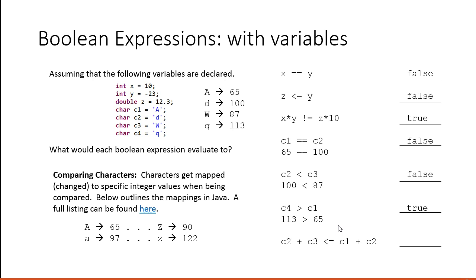And we can add characters together as follows. So if we say C2 plus C3 is less than or equal to C1 plus C2, it's going to map all of those characters to their integer values, do the respective math, and then work out the value. Again, at this stage, for the most part, we're simply checking if the user inputs a specific letter. So we're really using, for the most part, equivalence.